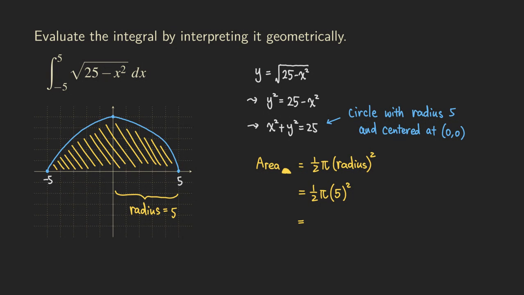If you do the calculation here, you get 25/2 times pi. So that's it. That's the value for this integral here. We didn't do trig sub. We didn't use the fundamental theorem of calculus. We didn't even find the antiderivative. We just interpret that as a region, and then we find the area of the region. That will give us the value for this integral.